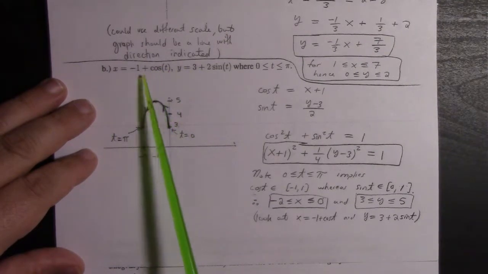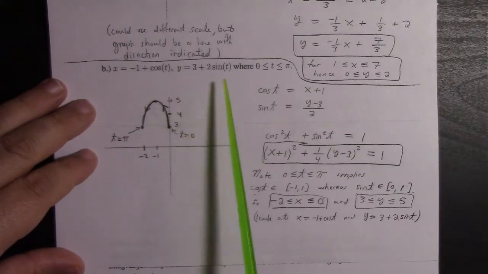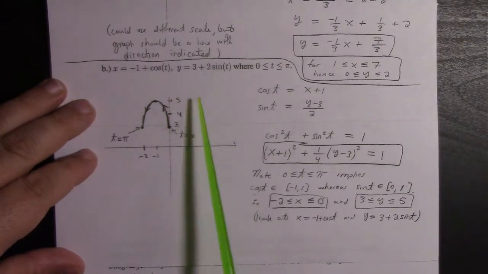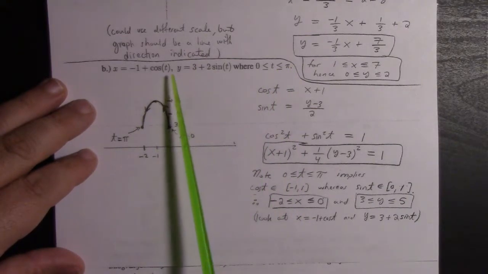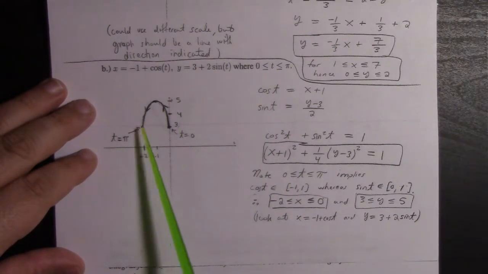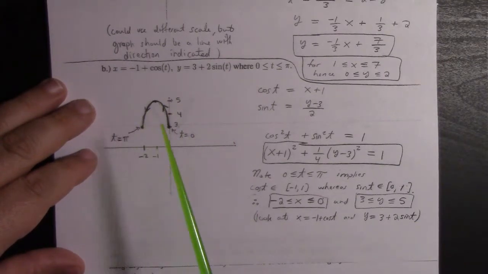So plug in t equals 0, I get minus 1 plus 1, which is 0, and 3 plus 2 times 0, which is 3. So I start there. When I get to pi, I've gone all the way over to minus 2 for x and still 3 for y. So I'm swinging like that.